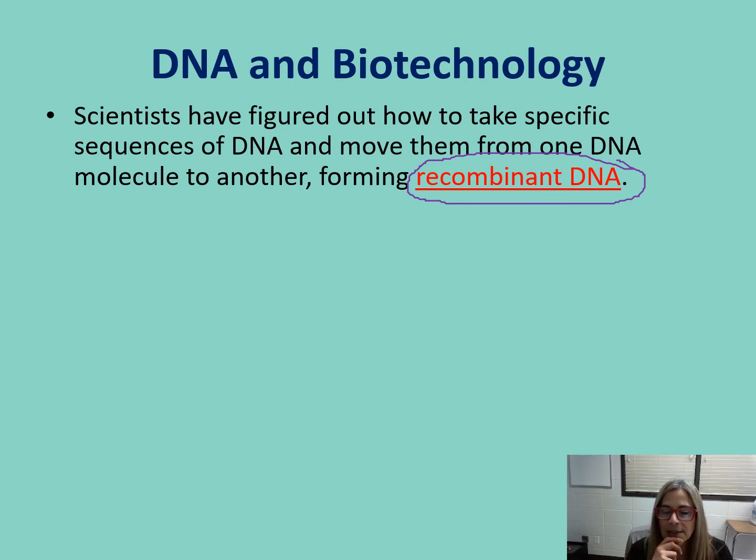Okay, so back in the day, when insulin was discovered as a treatment for diabetes, that hormone had to be harvested from the pancreas of animals like pigs or cows. But now recombinant DNA is used to produce insulin for diabetics, and it's much more efficient, it's cruelty-free, and it's much more cost-effective as well.